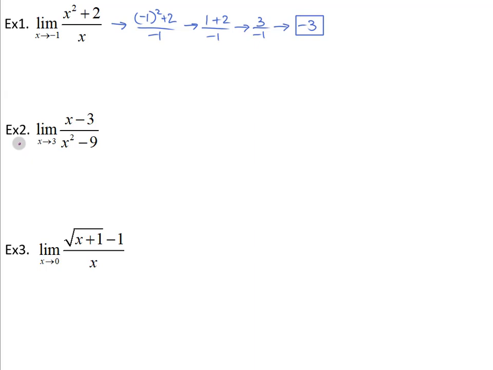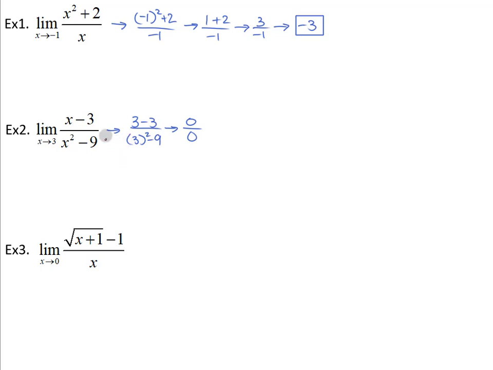Our next two are going to be a little more difficult, as you see, as we try to plug in first. So here we're approaching 3, and again, it doesn't say plus or minus afterwards, which means it is a two-sided limit. So if I plug in 3, hopefully we can see right away 3 squared minus 9, we're going to get 0 over 0, right? 9 minus 9. So we have that indeterminate form, which means we need to try to factor and cancel out factors, or maybe use conjugates.